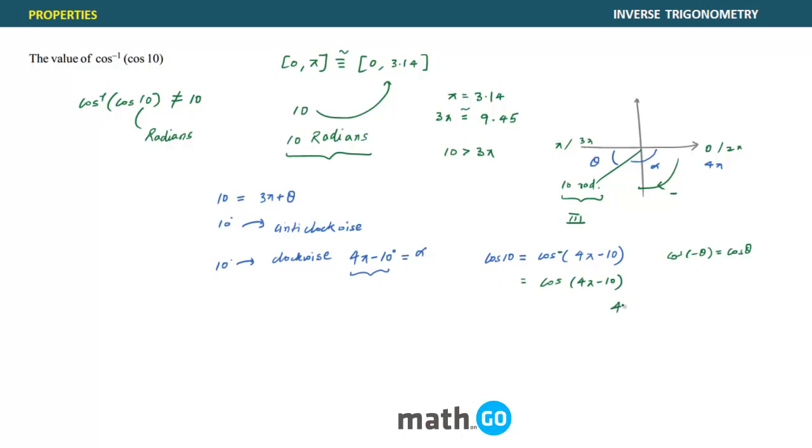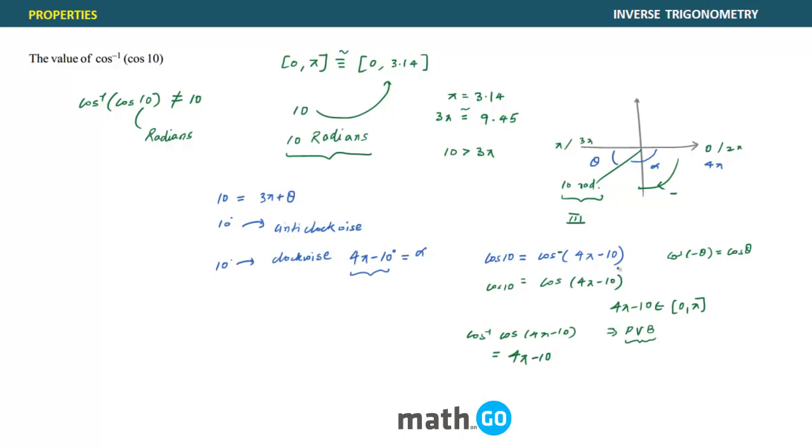Now if you see the range of 4 pi minus 10, it belongs to 0 to pi. That is not a problem. So this implies it is in the principal value branch, PVB. Now if you replace this particular value, the answer becomes cos inverse cos 4 pi minus 10, because you have just replaced the value of cos 10 as cos 4 pi minus 10. Since this is in the principal value branch, the answer to this problem is nothing but 4 pi minus 10. This is the answer we were all looking for.